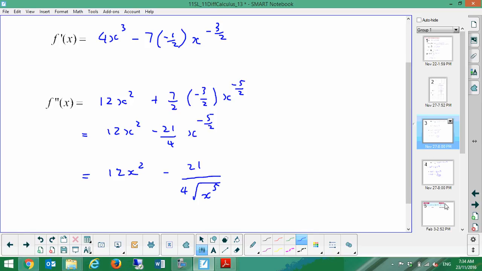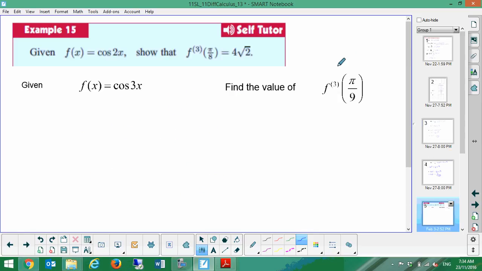All right, the next one here I want to run through. This example is in your textbook, so you can look through that if you want another example. Let's do one that's similar. So now there's our function, f of x is cos of 3x, and we want to find the value of the third derivative of the function at pi on 9.